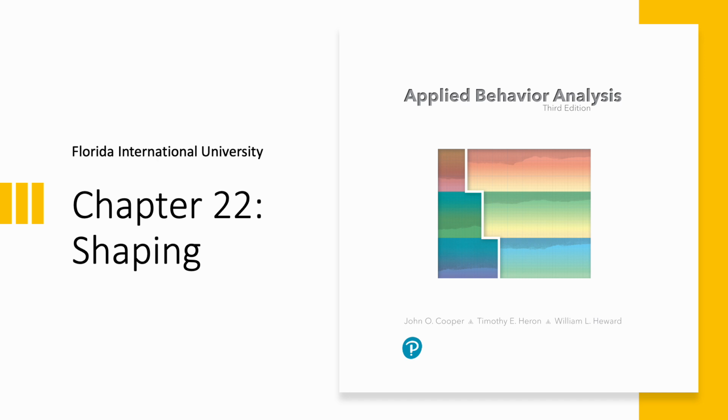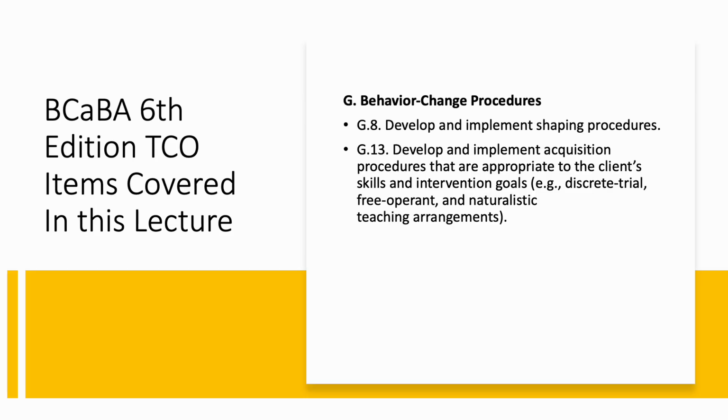Within today's lecture, we will be covering Chapter 22 from the Cooper, Heron, and Heward textbook, the 3rd edition, which is on shaping. The 6th edition BCABA TCO items that we will be covering in this lecture will be coming from the Behavior Change Procedures section, which is Section G, and we will be focusing on G8, G9, and G13, which say that you will learn to develop and implement shaping procedures, chaining procedures, as well as develop and implement acquisition procedures that are appropriate to the client's skills and intervention goals.